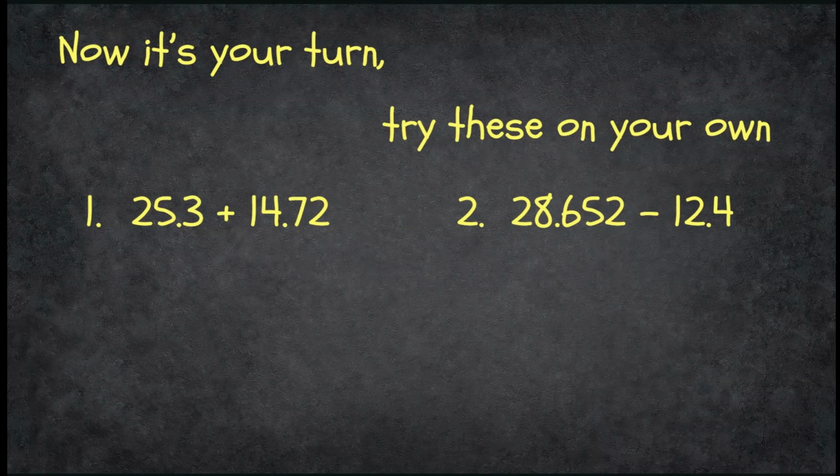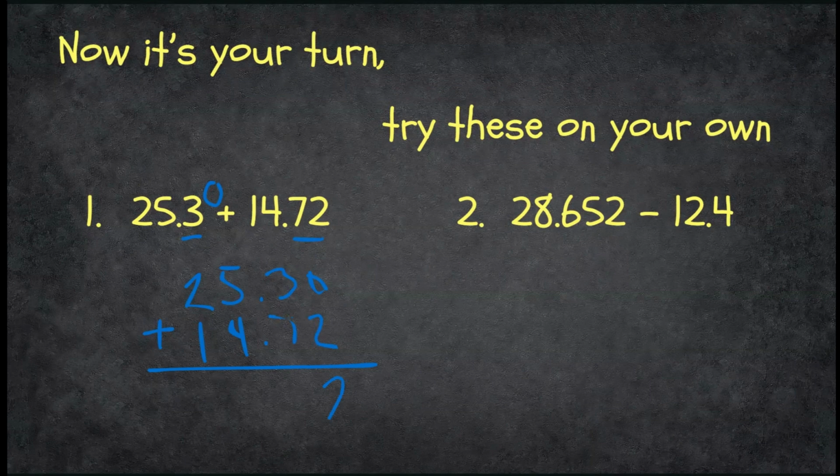All right, let's go ahead and jump into it for number 1. I noticed that this first number only has tenths, but this has hundredths. I'm going to have to add a 0 as a placeholder. And now I'm ready to add 25.30 plus 14.72.